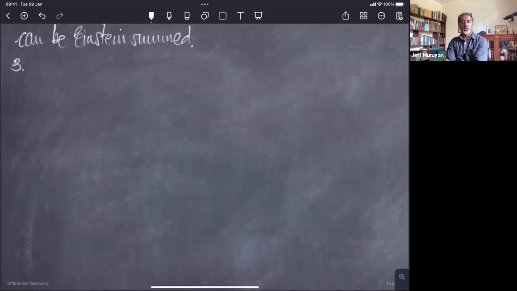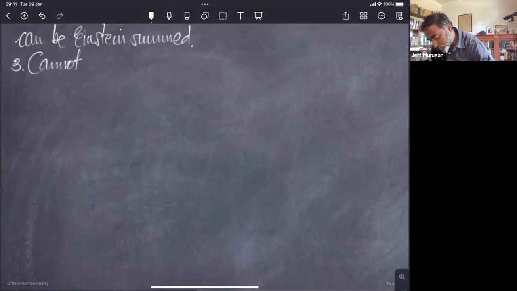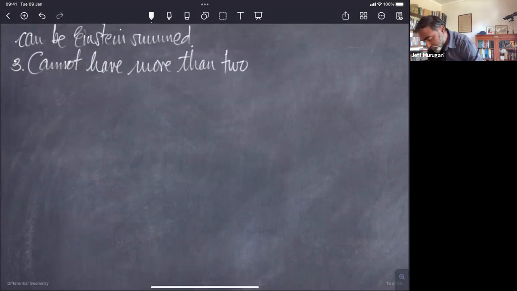The third point is quite important if you're working with these things, especially if you're doing horrible index calculations in GR, is that if you find that any expression that you have has more than 2 repeated indices, you've done something wrong somewhere. So you cannot have more than 2 repeated indices.